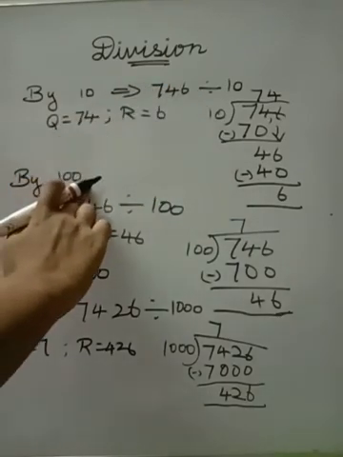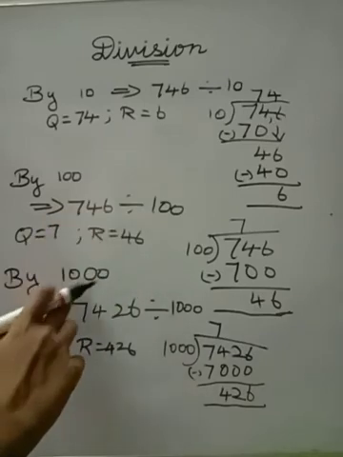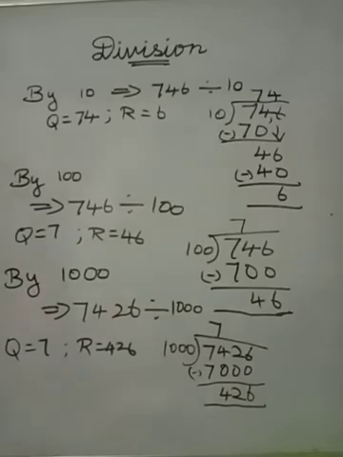100 means 2 zeros, so the last 2 digits will be the remainder. For 1000, 3 zeros, so the last 3 digits will be the remainder and the remaining answer will be the quotient. Okay? So this is the division by 10, 100 and 1000.